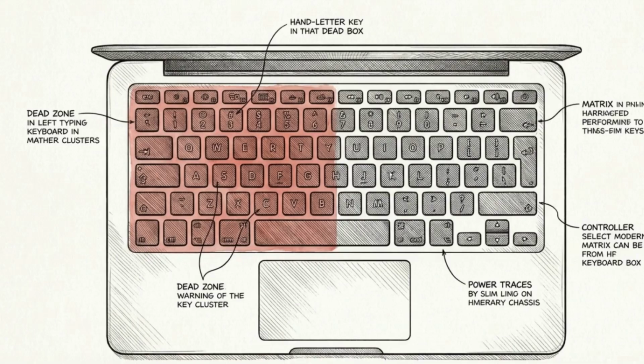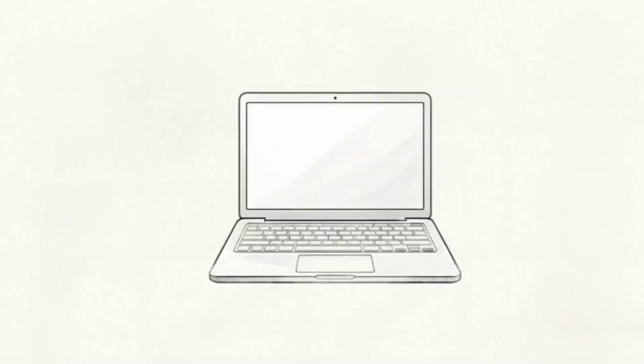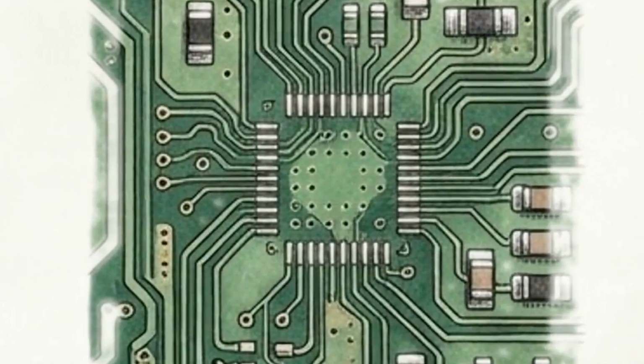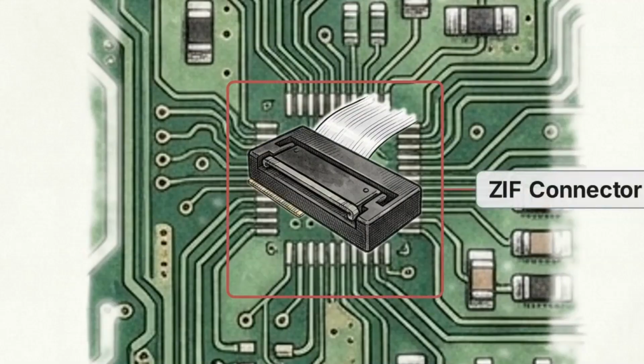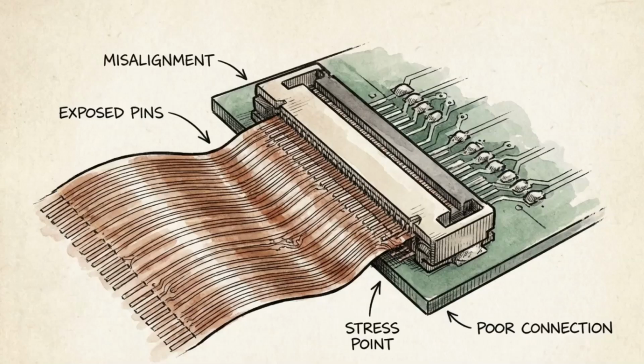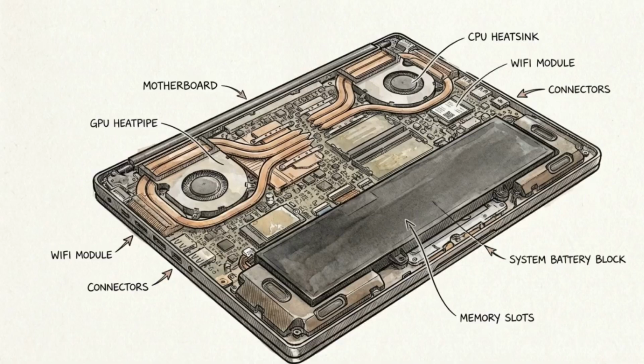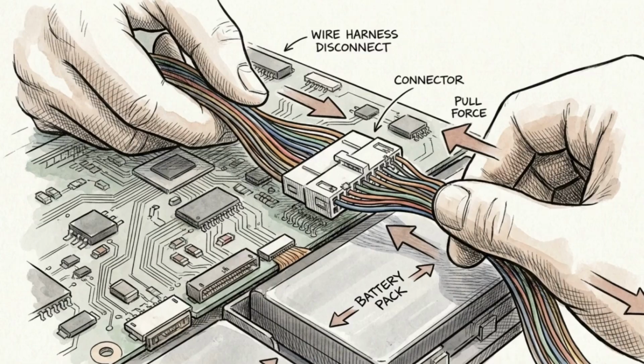Sometimes an entire section of the keyboard goes dead at once. This points to the physical connection inside the machine, a flat ribbon cable held by a zero insertion force, or ZIF, connector. This fragile bridge can slowly wiggle loose from thermal expansion or a sudden drop. Before you inspect this connection, you have to open the laptop's bottom chassis and immediately disconnect the internal battery. Do not touch the ribbon cable while power is flowing through the system.